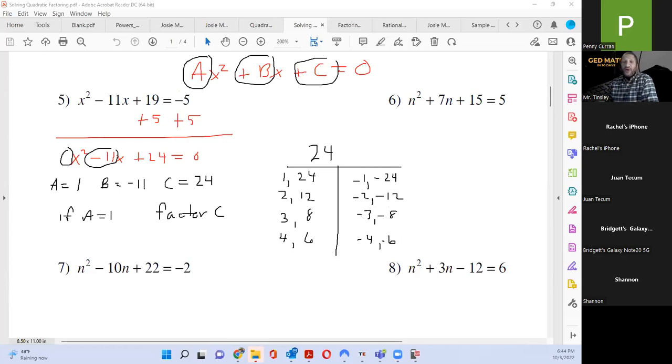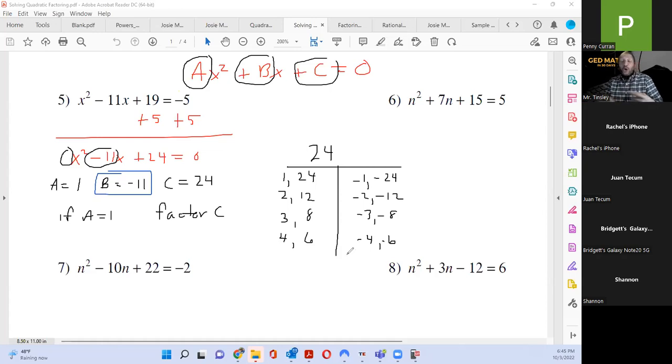Now, your next step is to find which pair is going to give you B. So B is minus 11. Which pair is going to give you negative 11? None of them. 3 and 8 give you 11, but I'm looking for negative 11. 6 and 4 is 10, 3 and 8 is 11, 2 and 12 is 14, 1 and 24 is 25. Negative 3 and negative 8.